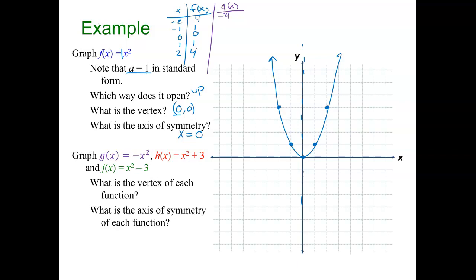So what happened when I went from f of x to g of x? It made it negative. Okay, let's do it again. -1 squared is what? 1. Make it negative.